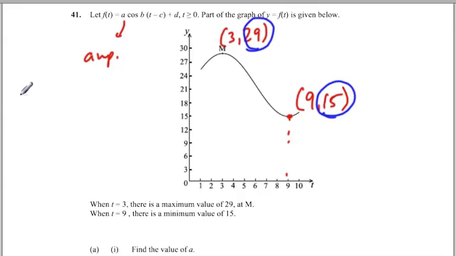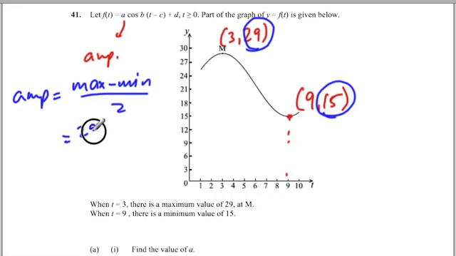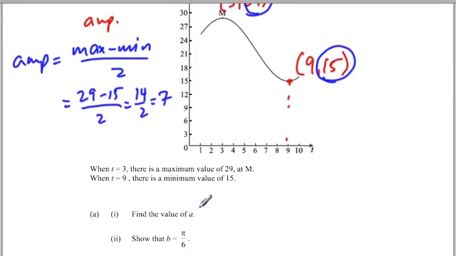So if you remember the equation for amplitude, amplitude is simply max minus min divided by 2. So it's 29 minus 15 divided by 2, which is equal to 14 divided by 2, which is equal to 7. So A, in this case, is equal to 7.